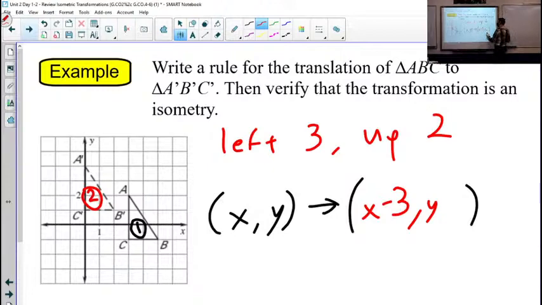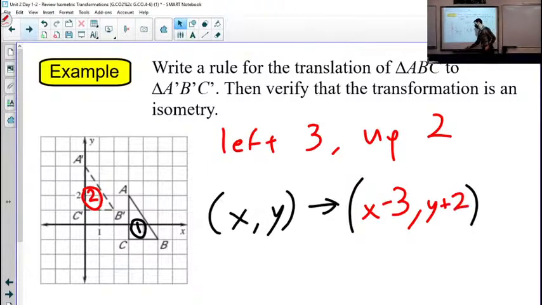So up means that's a positive direction for y. So we're going to put plus 2. Our positive directions are up and to the right, and then left and down are negative directions. So since we're moving up, that's a positive direction. We want to add 2.